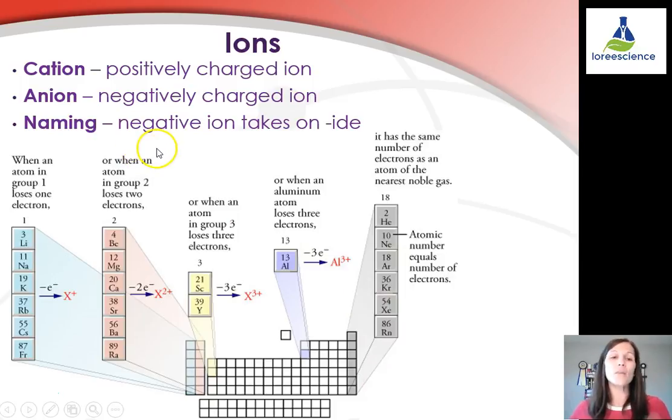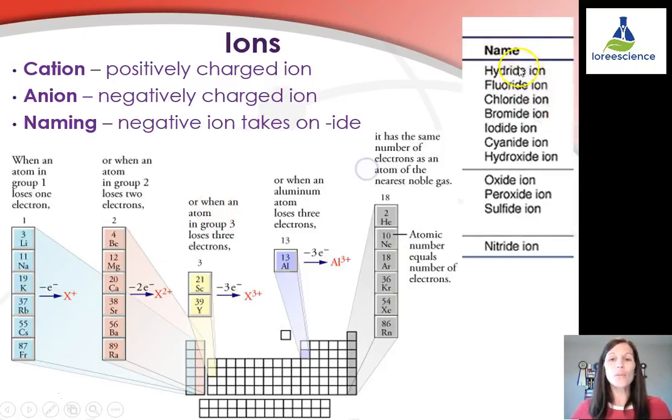And to name an ion, we drop the ending of its name and add IDE, okay? So if we want to take a look, hydrogen becomes hydride, fluorine, fluoride, chlorine, chloride, nitrogen, nitride. Okay, so based on the fact that they are charged, we give the ending IDE.